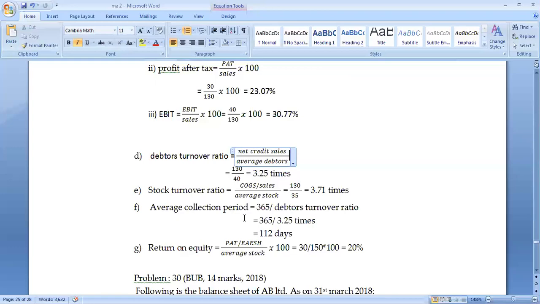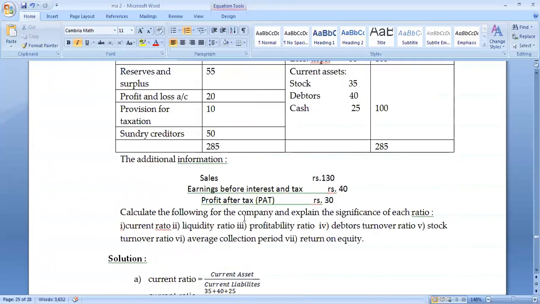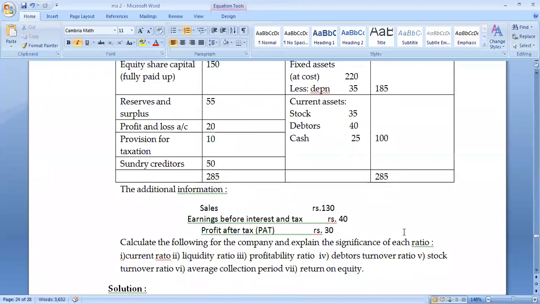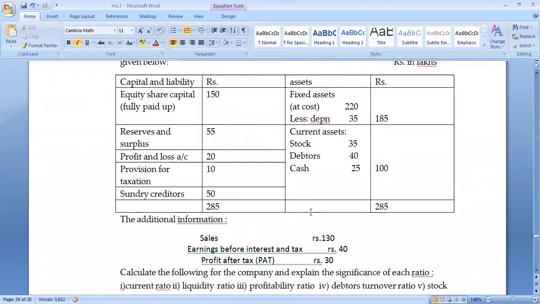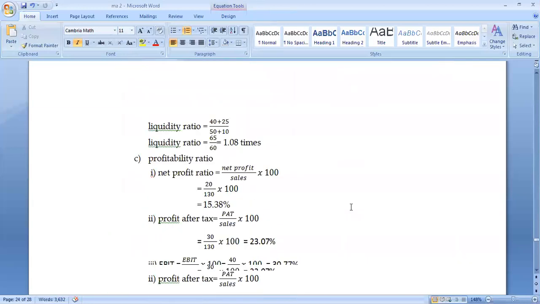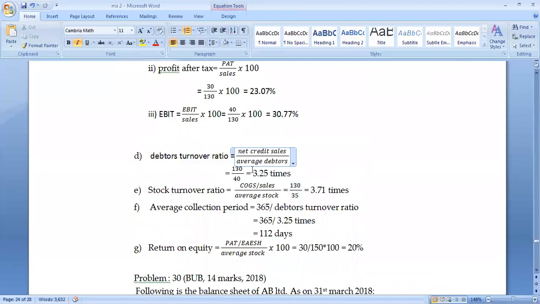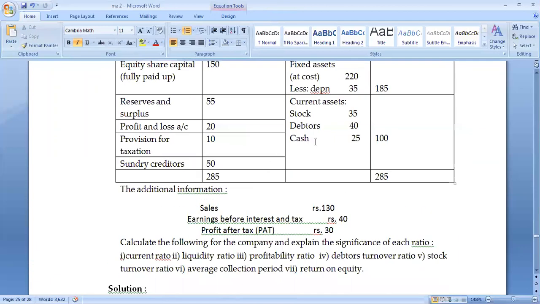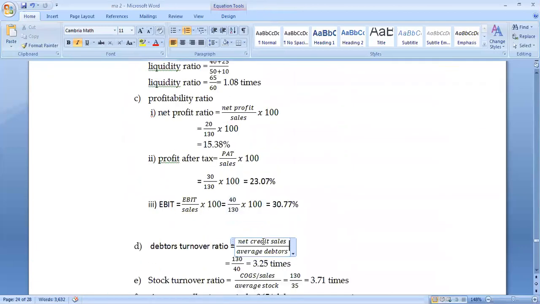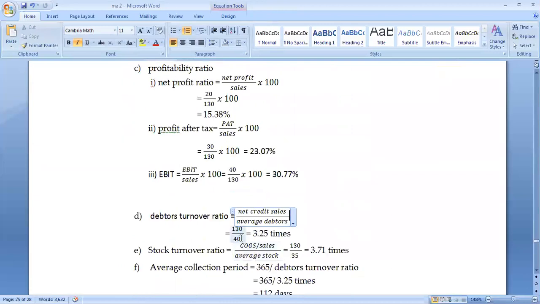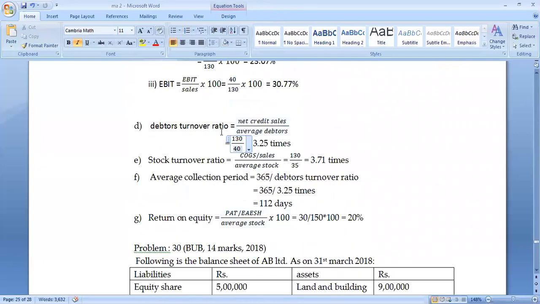Look at this very carefully. Nowhere is the credit sales given here, and we don't have any information for the cash sales also. Nowhere have they mentioned it. Whenever they don't mention credit sales or cash sales, whatever is given as sales becomes the credit sales only. So 130, average debtors: they have given 40 as debtors. So take that into consideration, average debtors. Clear? So 3.25 times will be your debtors turnover ratio.